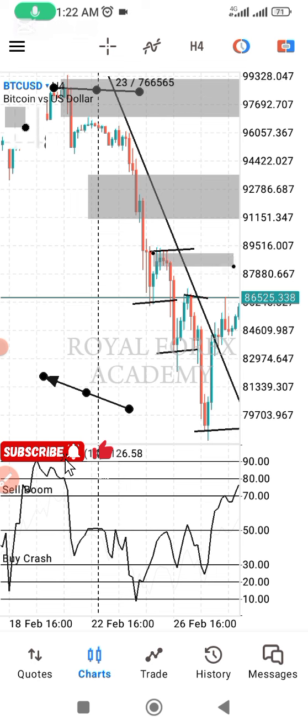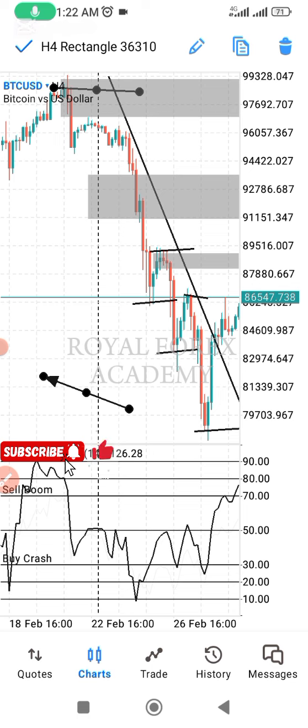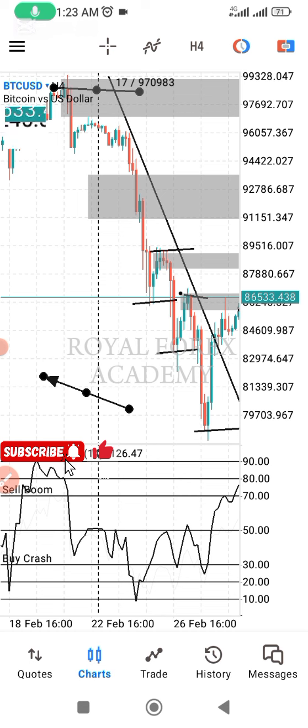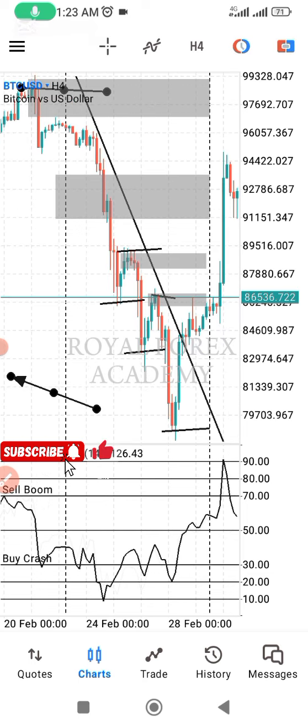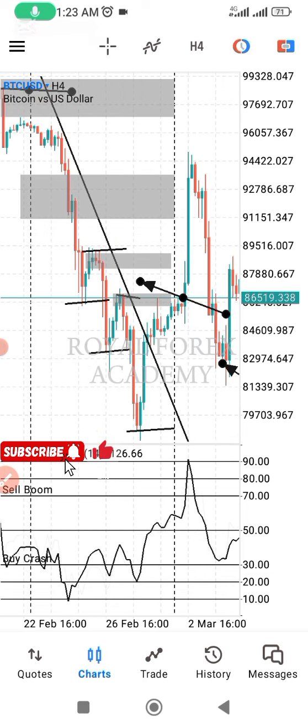Price pulls back here. This is our structural point that we marked earlier. So here is an order block. Here again we have a bearish order block. So having marked out these points of interest, we want to see price pull into this zone in order for us to have an entry.